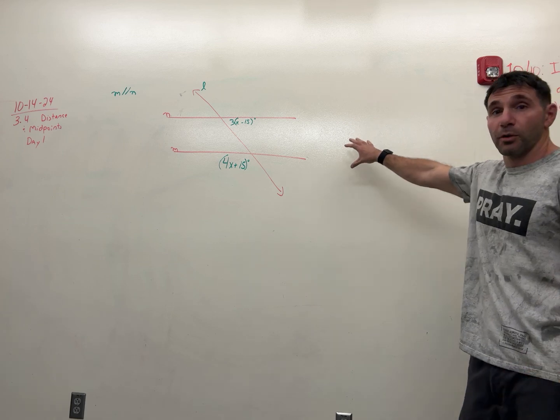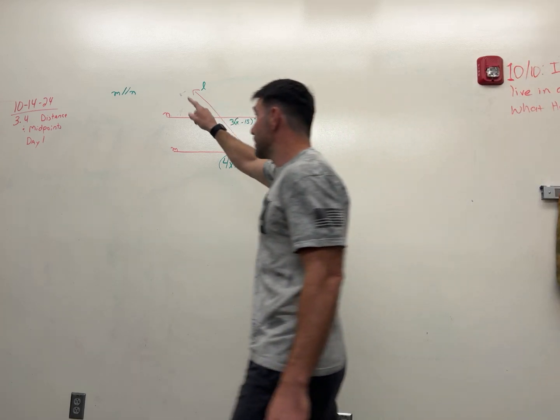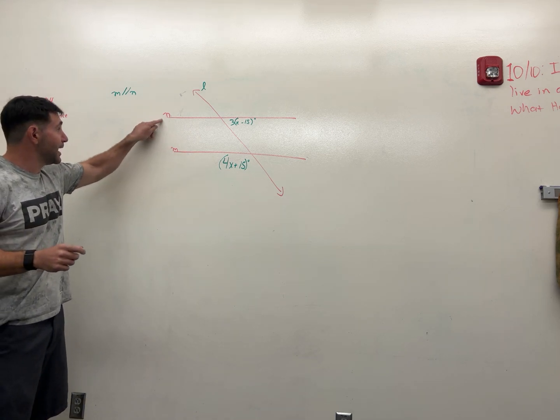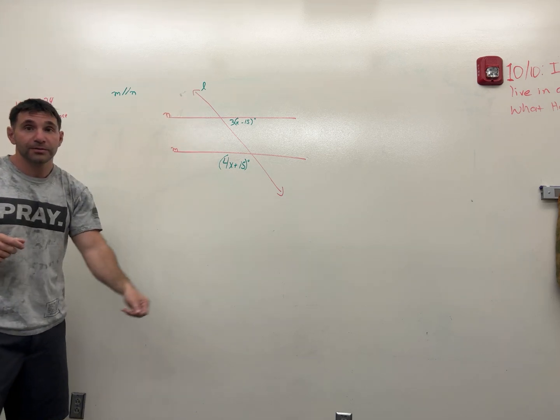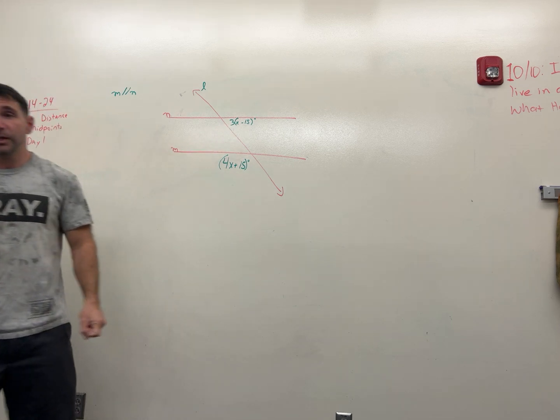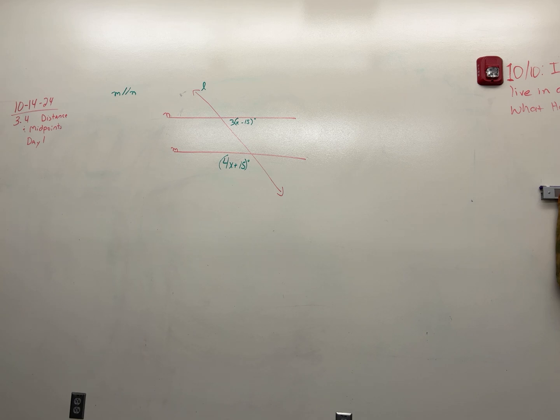So, warm-ups on the board. We have M is parallel to N. Down here, so we have N, M, L. L is our transversal. It's cutting through those parallel lines. We have 4x plus 15. We have 3 multiplied by the quantity of x minus 15.